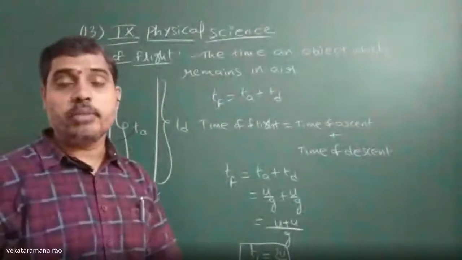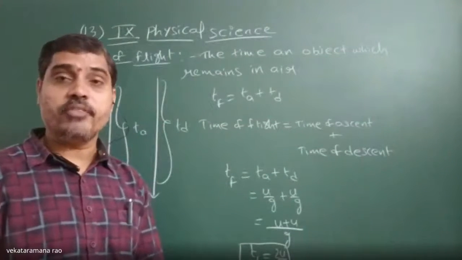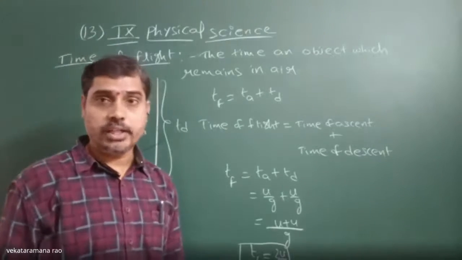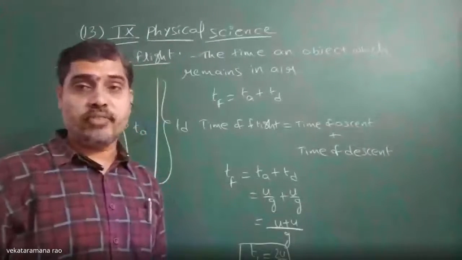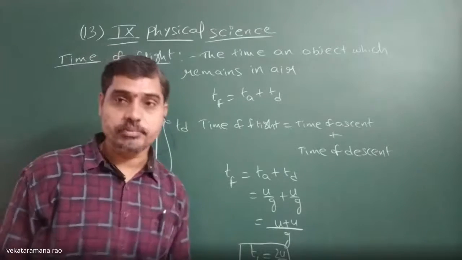So in this way, time of ascent is equal to time of descent, and time of flight is twice the time of ascent or twice the time of descent. Thank you.